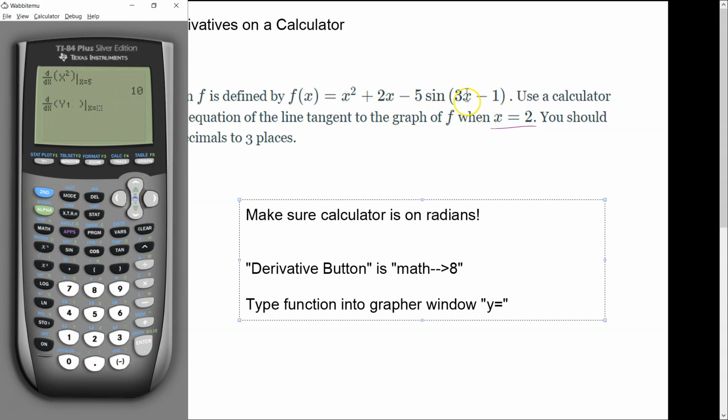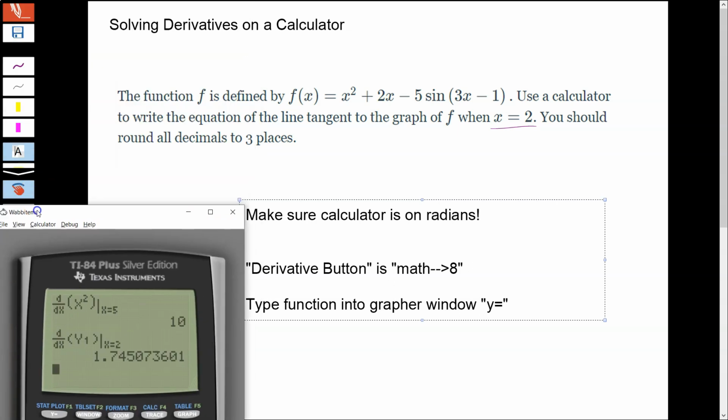So we're taking the derivative of this function we've saved, and then notice we want when x equals 2. So I'm going to type that in here, and this is my result. So this is my derivative at x equals 2. So I'm going to record that, and notice the problem says round all decimals to 3 decimal places.